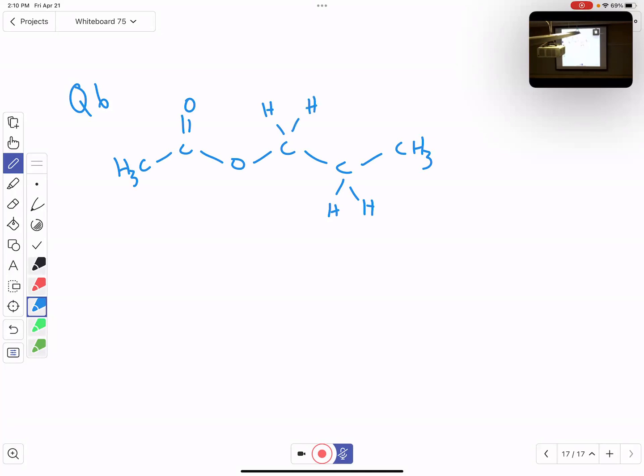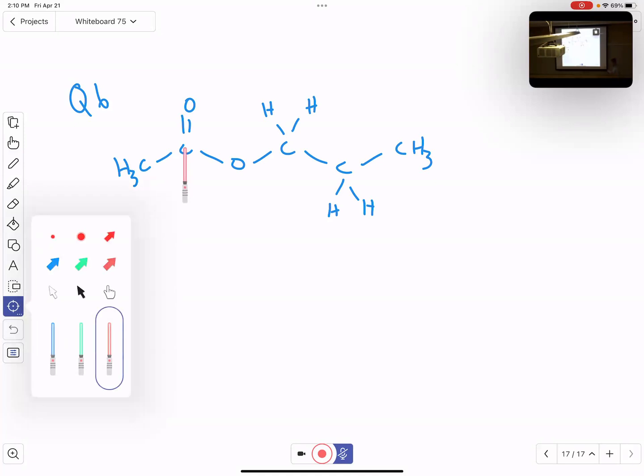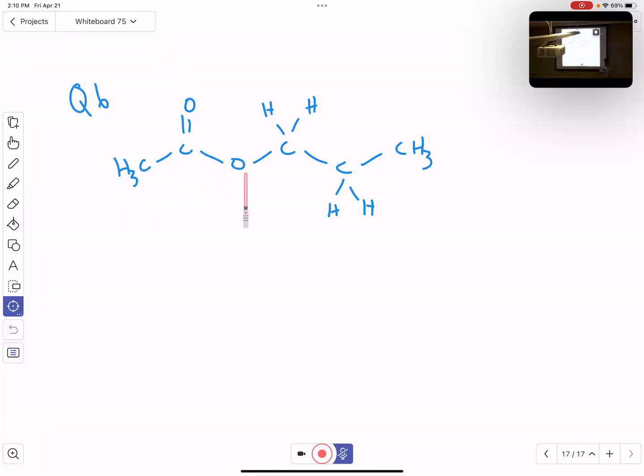So esters, right? We recognize that it's an ester because I've got this carbon oxygen double bond. And on one side of the carbon oxygen double bond, I've got another carbon. On the other side of the carbon oxygen double bond, I have an oxygen followed by a carbon, right? So that would make this an ester functional group. We name esters a little bit differently than we name other things.